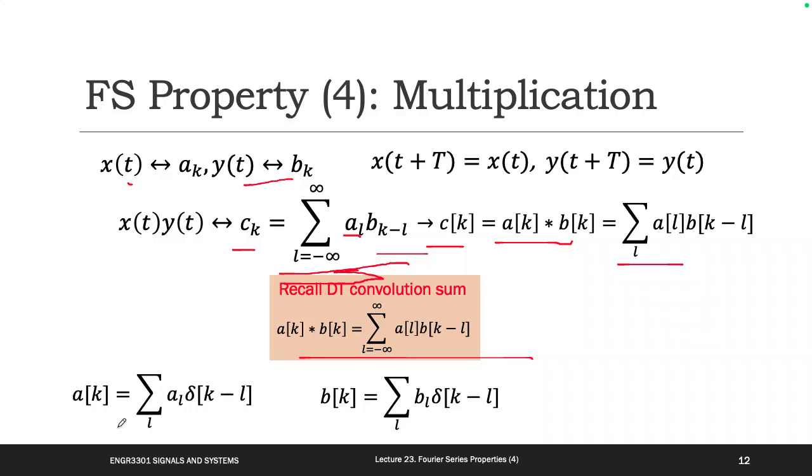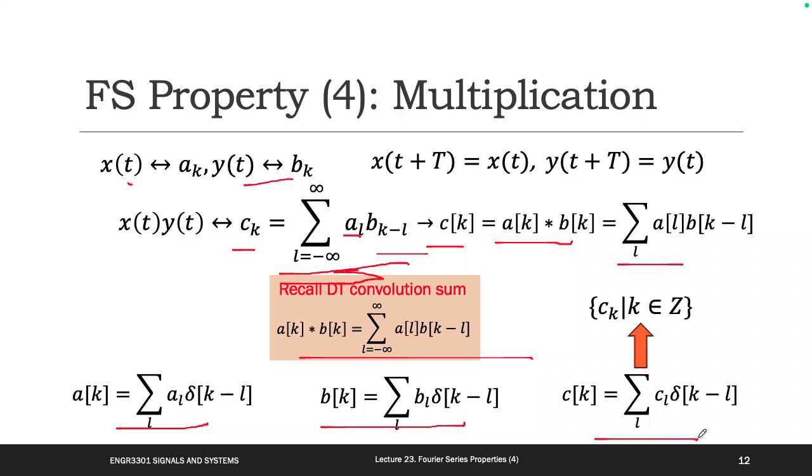This is the a_k. Because the a_k can be represented like this, and the b_k represented like this, and the c_k can be represented like this. And this is just the new FS coefficient, a_k and c_k, actually for x(t) multiplied by y(t).